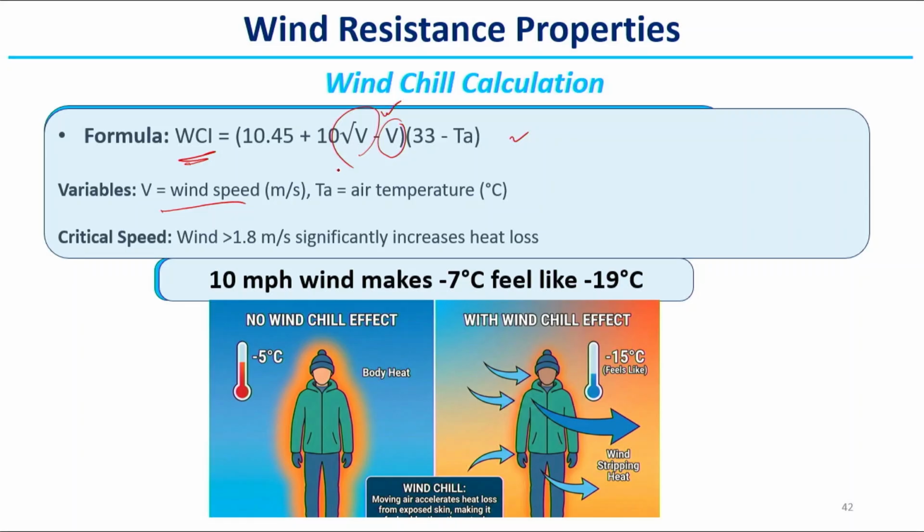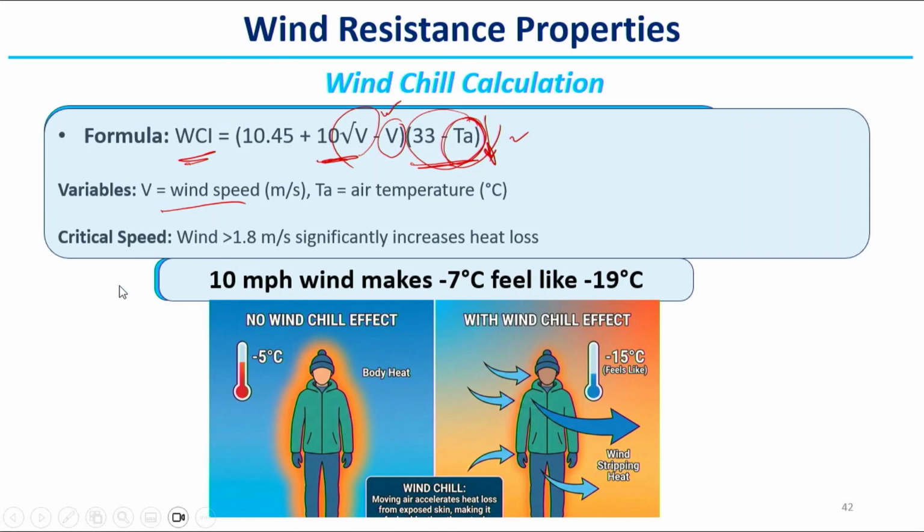Okay. So, normally if we increase the speed, the wind chill index will increase. And this is the air temperature. With the decrease in air temperature, the wind chill index will increase as well. So, that way we can see this interpretation.